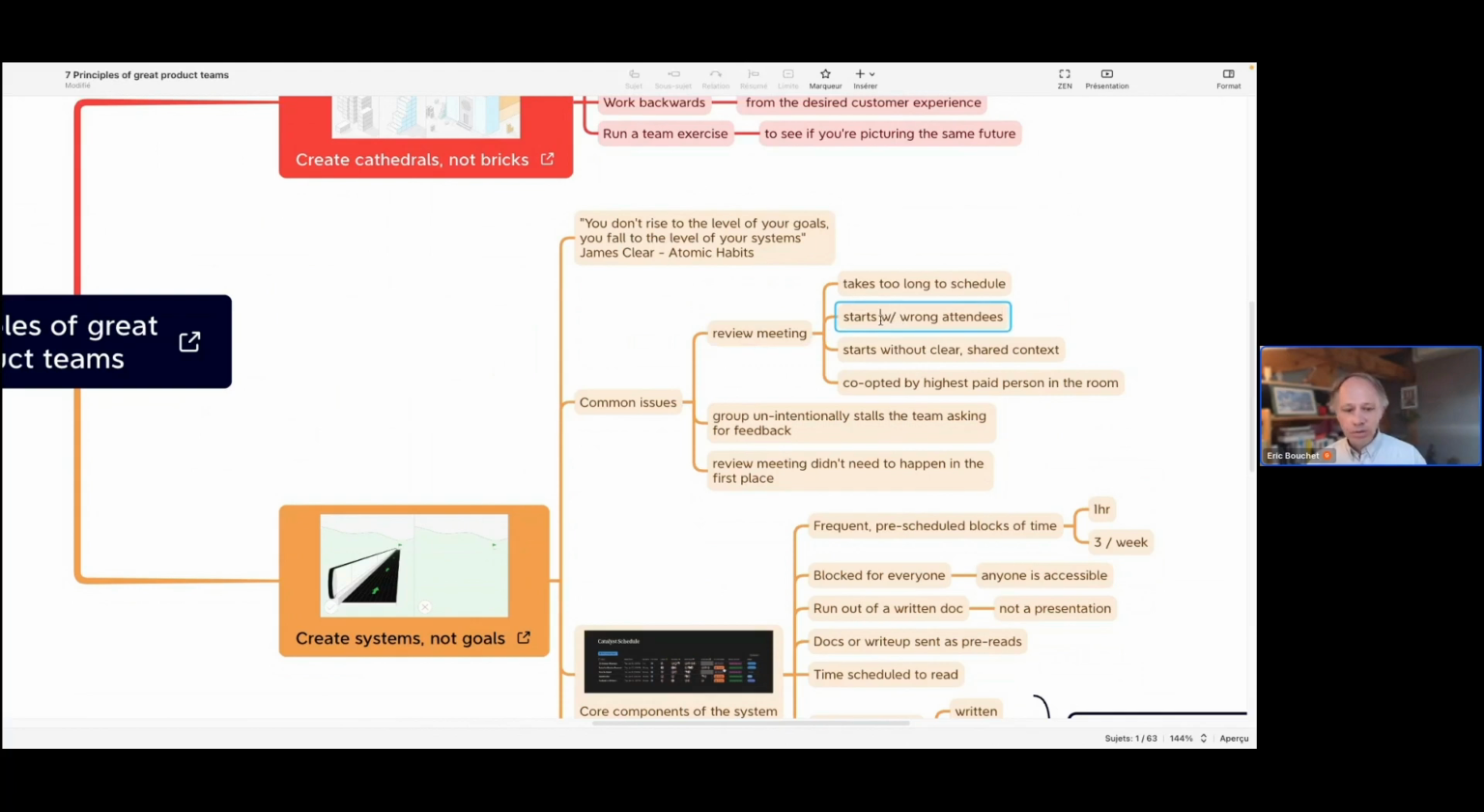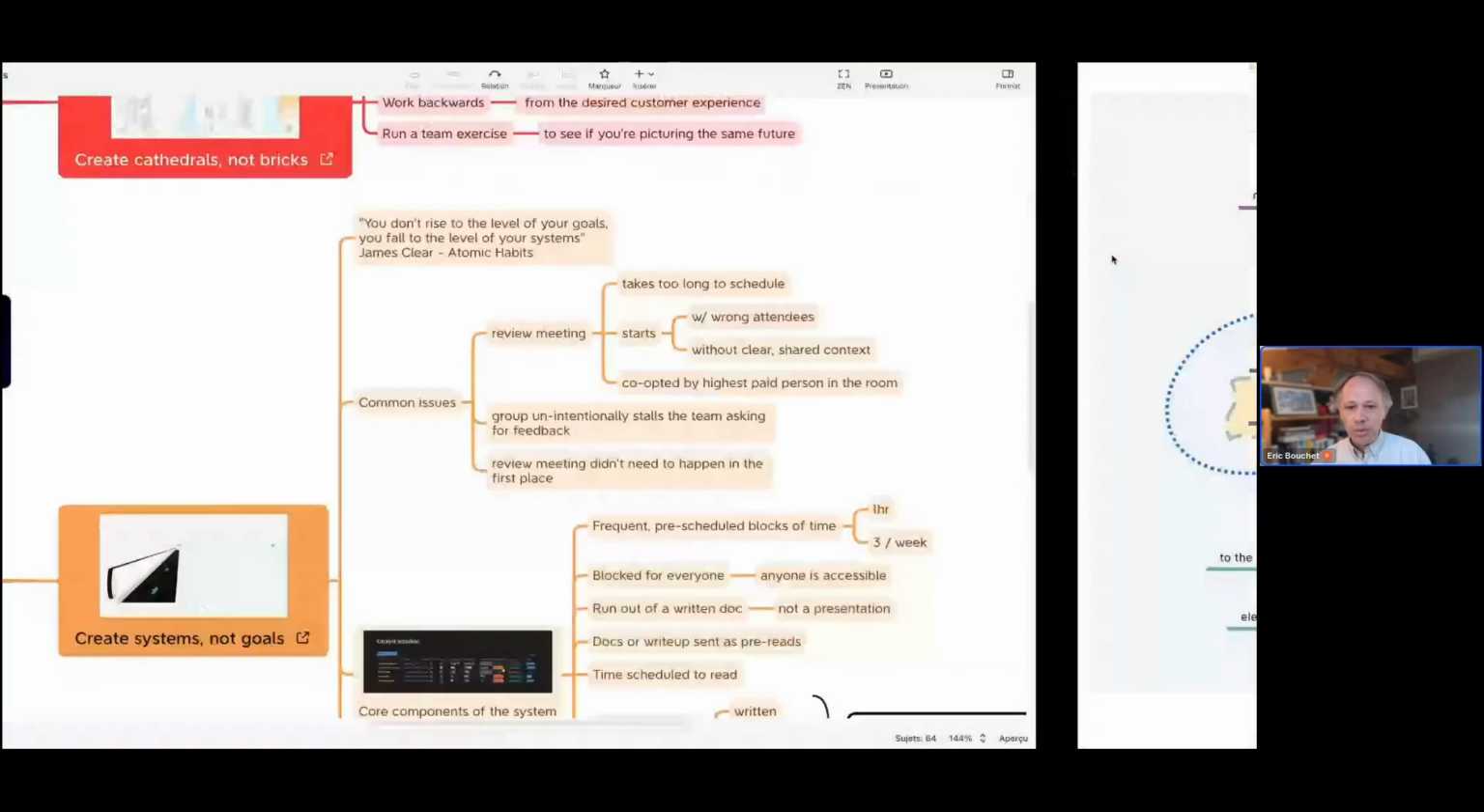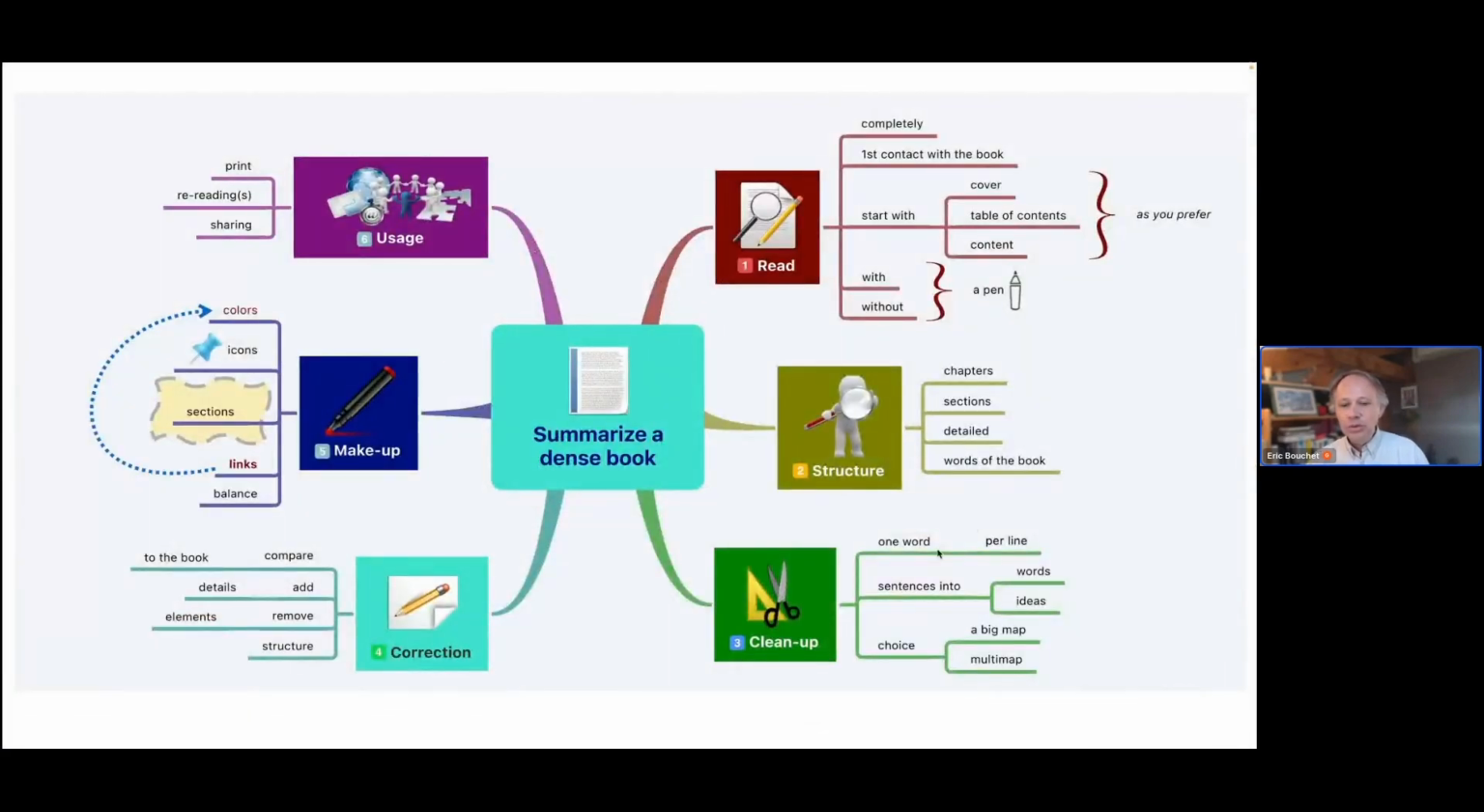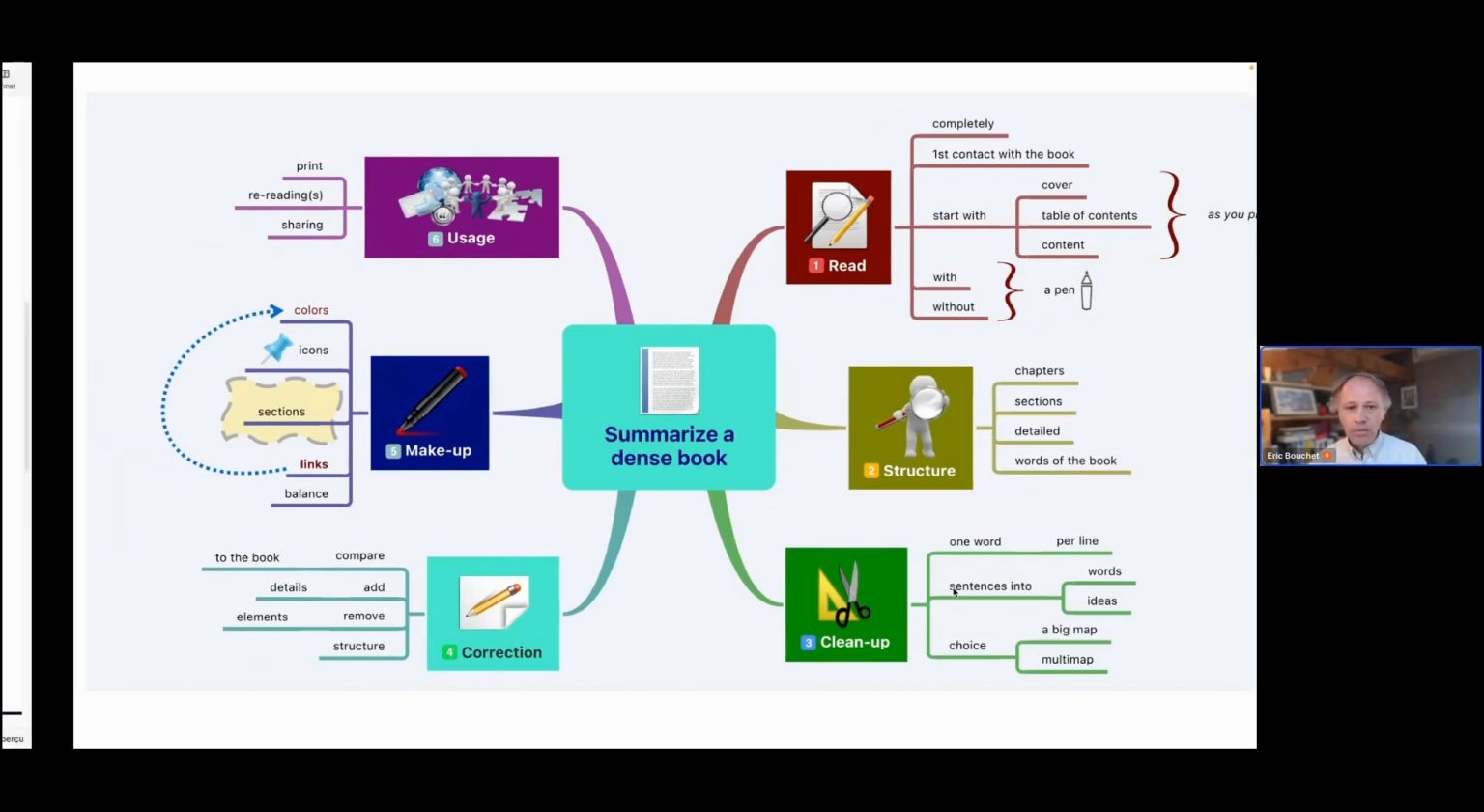We could even push the envelope in there. We've got 2 starts, so if we want to look into the review meeting start, we could do it this way, and we have something which is even clearer. So my common issues: review meeting takes too long, starts with wrong attendees, without clear context, and is co-opted, etc. That's one example of what it means to cut sentences into words and have fewer words. Then we're going to talk about the last one, which is making the choice: is it going to be a big map or a multi-map?